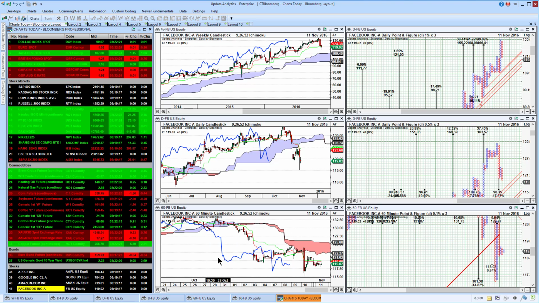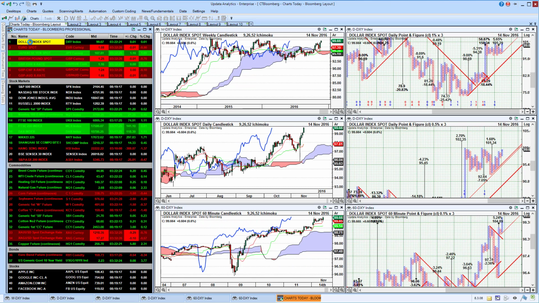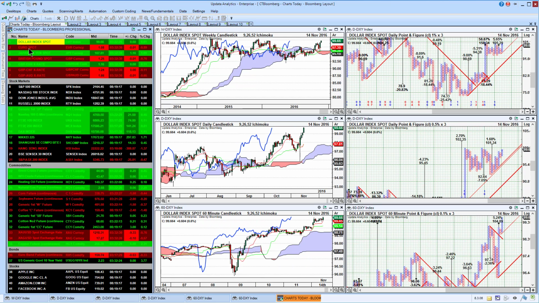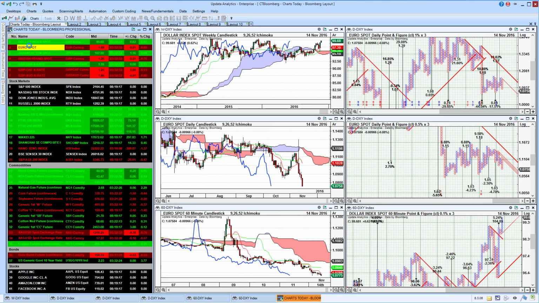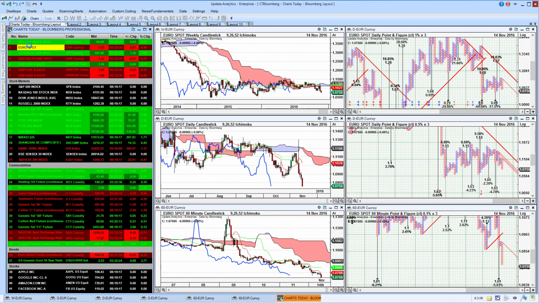So that's it for today. Keep an eye on these currencies. The euro is really the big story of the day, and we expect the euro to have a pretty bad week this week. So just keep an eye on that chart for now.